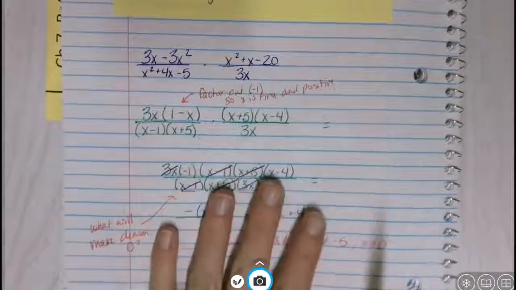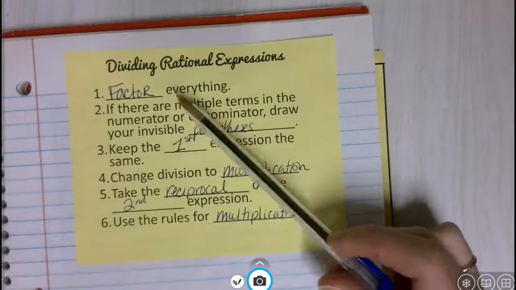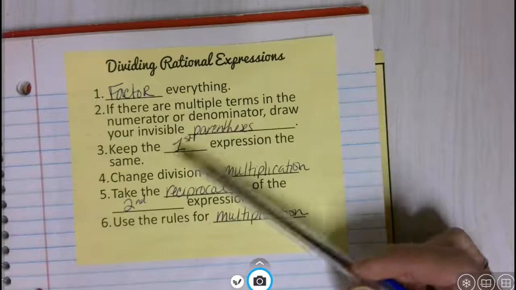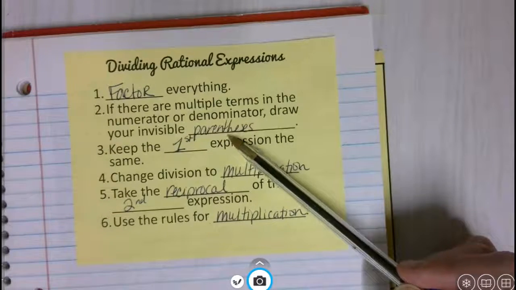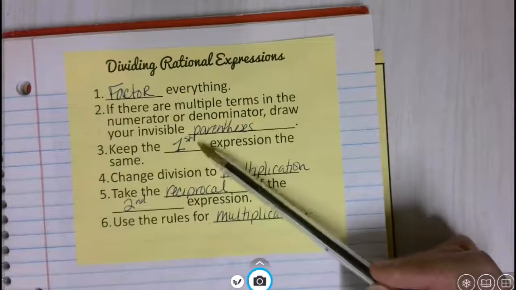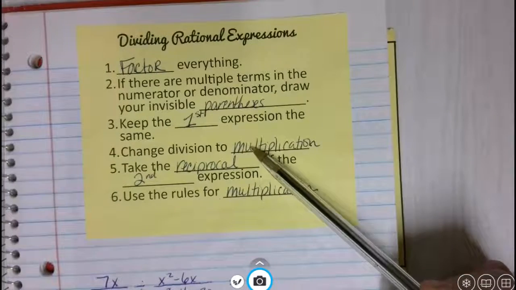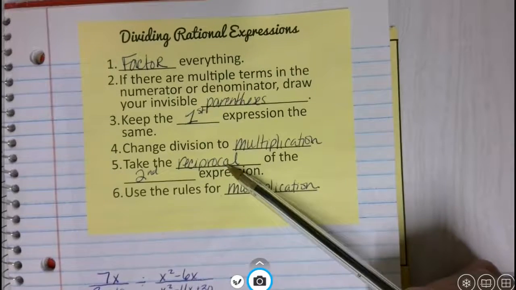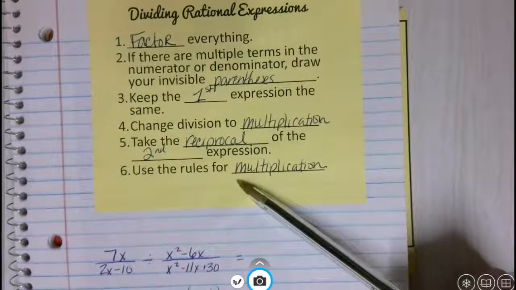Okay, so let's go ahead and divide. And again, we're going to follow very similar steps. Step 1, factoring everything. Factor all the numerators, factor all the denominators, factor it all, and put parentheses around them. Then, just like I did when I was dividing just plain old simple fractions, I keep the first expression the same. I change my division to multiplication. I take the reciprocal, so I flip the second fraction, and then I follow my multiplication steps.